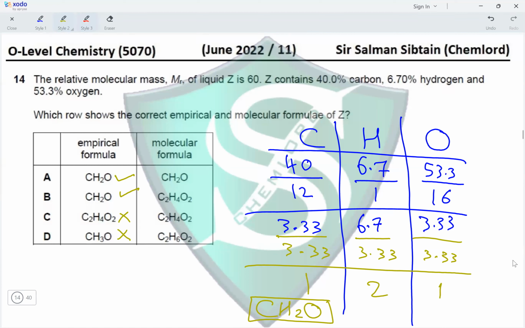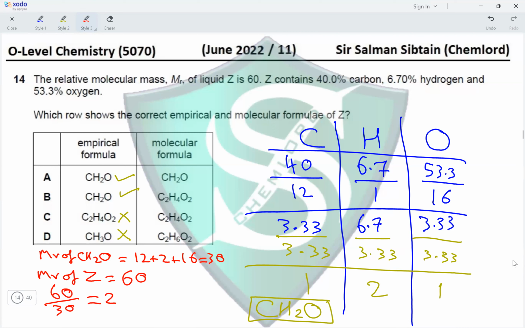Next, now we have CH2O. The MR of CH2O is 12 plus 2, 14 plus 16, which gives us 30. The MR of Z is 60. So 60 divided by 30 gives us a value of 2. How do we use this 2? We multiply CH2O by 2, giving us C2H4O2 as the molecular formula. So now A has CH2O as the molecular formula, which is wrong, but B has C2H4O2 as the molecular formula, which is correct, making option B the correct option for this question.